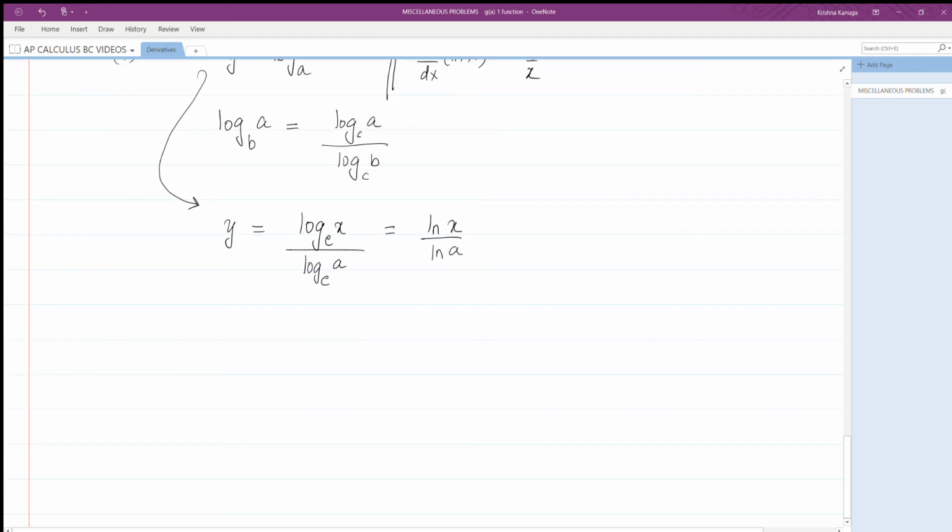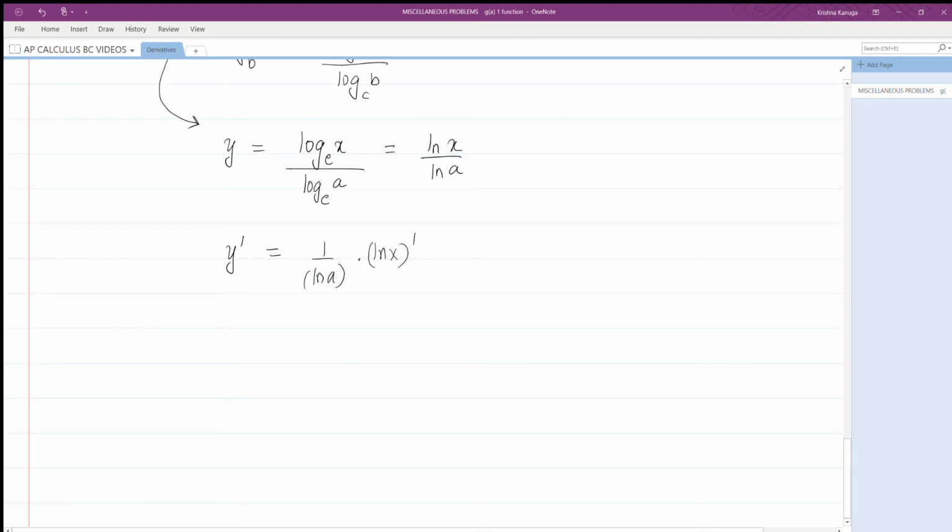We're now ready to differentiate both sides and find y prime is equal to 1 over ln a, which is simply a constant, times ln x prime. And we already know the answer to the derivative of ln x. So this happens to be 1 over ln a multiplied by 1 over x. And we can just write this nicely as 1 over x times ln of a.